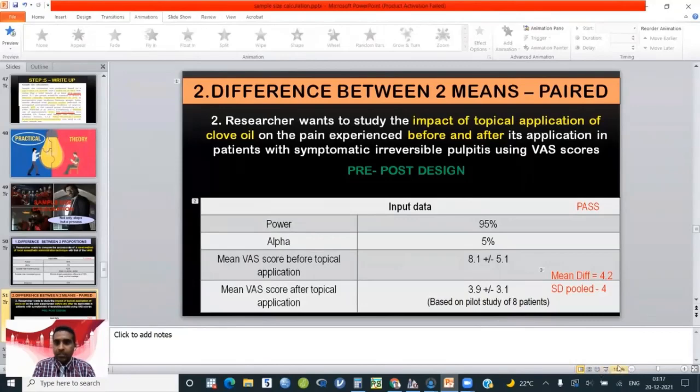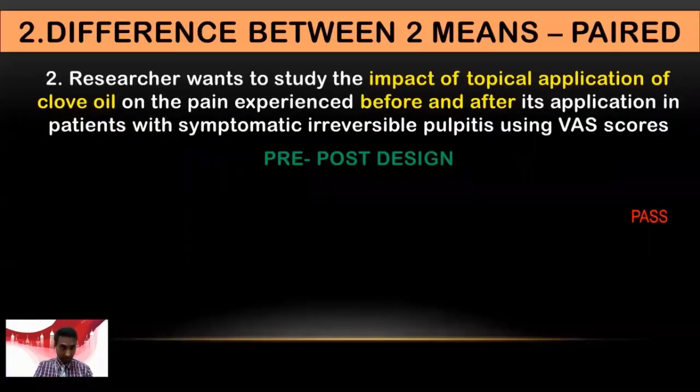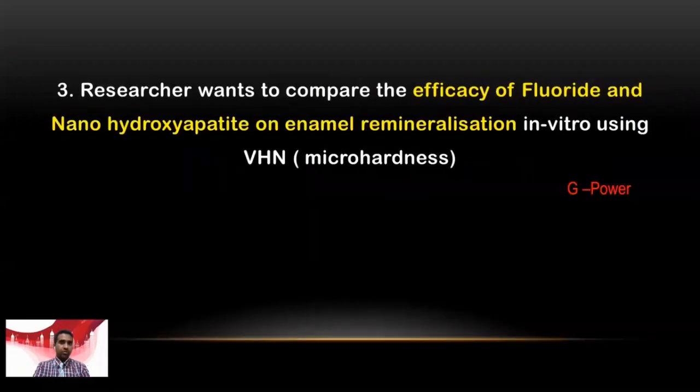Now the next scenario is, the researcher wants to compare. It's an in vitro study. Majority of us are doing in vitro studies, so I am giving an example for an in vitro study. A researcher wants to compare the efficacy of fluoride and nanohydroxyapatite on enamel remineralization in vitro using Vickers hardness number. Vickers hardness number is a mean. The outcome measure is a mean. So it's a continuous outcome.